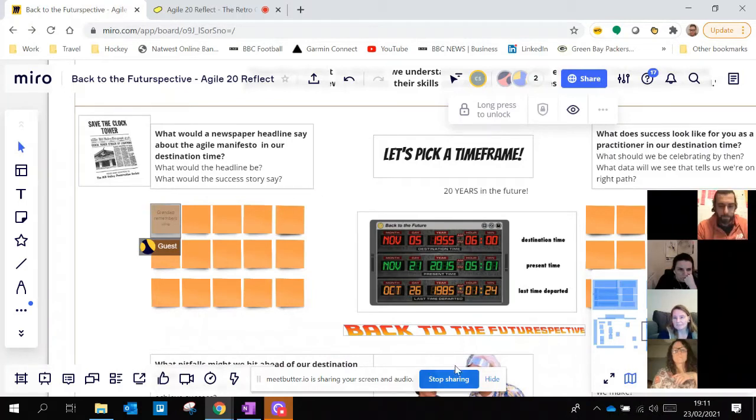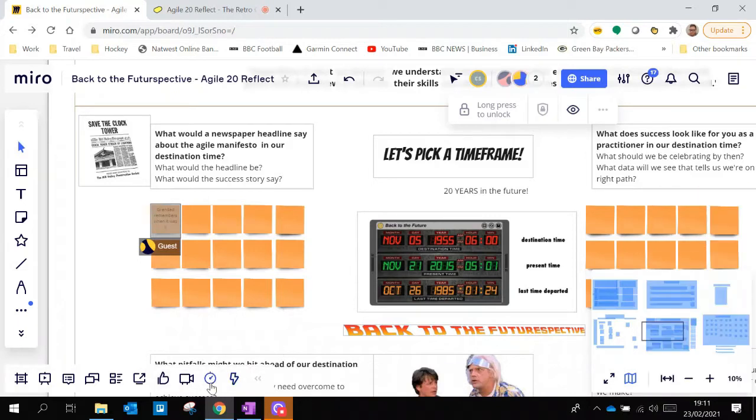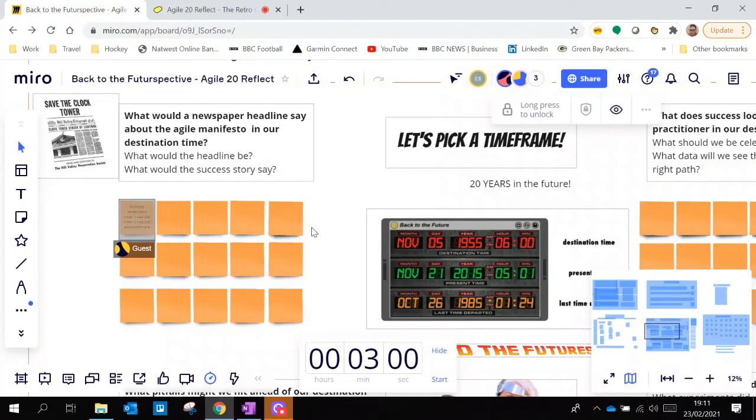So we're going to give a bit of time. I'm going to set a timer for people to input individually. So this is silent reflection time. Spend some time inputting into these post-it notes what you think those headlines would say, what that success story might say. Again, to interact with these post-it notes is just a simple double left click. Make sure that you've got the little cursor icon on the left-hand nav panel selected to enable you to share your thoughts.